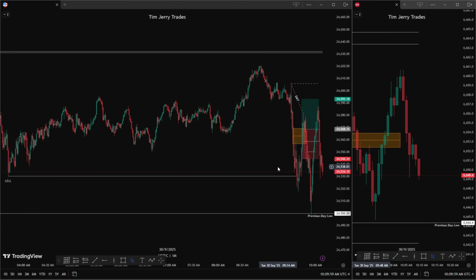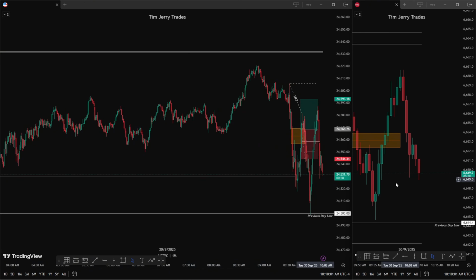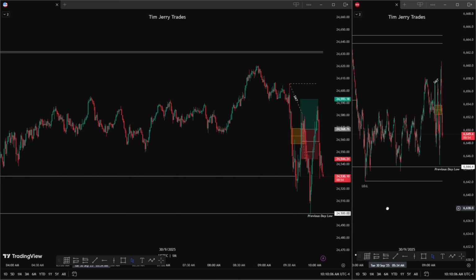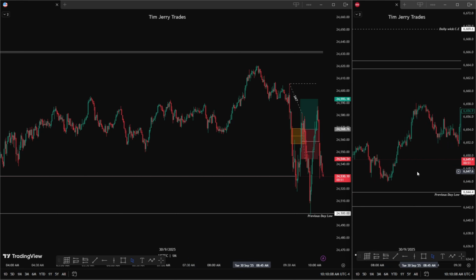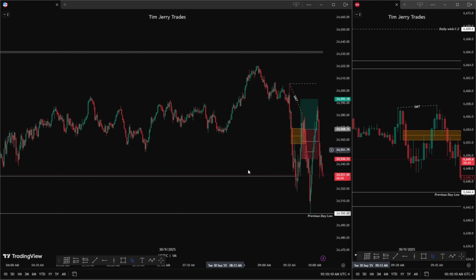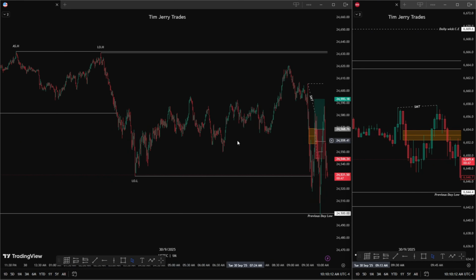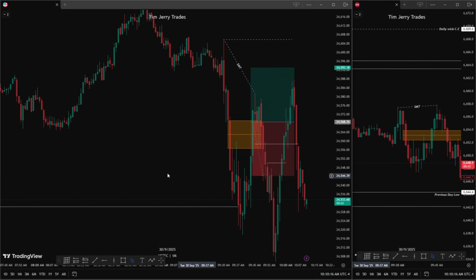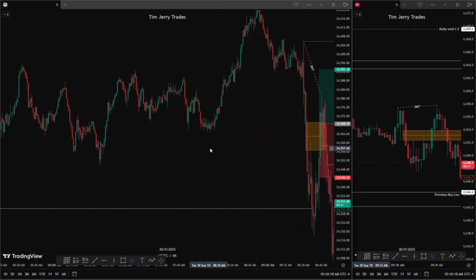See a huge push to the downside. Took out London lows on the Nasdaq. On the S&P 500, we didn't take out London lows. Up to now, the London lows are still open, right? So we didn't take out London lows. That kind of created an SMT. We took out all the sell side liquidities on the Nasdaq, while we didn't do that on the S&P 500. That kind of created a bullish SMT.